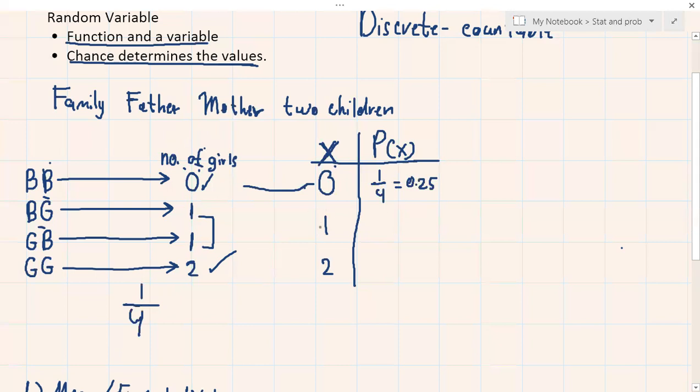Next, sa second row, we have 1. So ilan si 1 dito sa values na to? Di ba dalawa? So that means there are 2 out of 4 possible outcomes na there would be 1 girl sa dalawang children. So there are 2 out of 4. Okay? Or this is basically 1/2. Ito yung simplified form ng 2 all over 4.